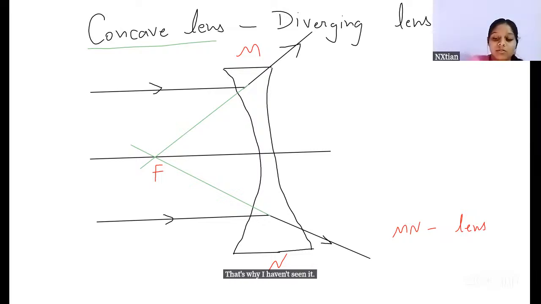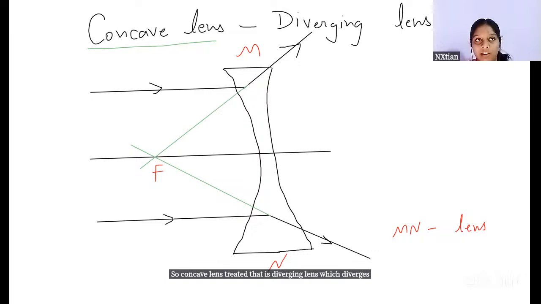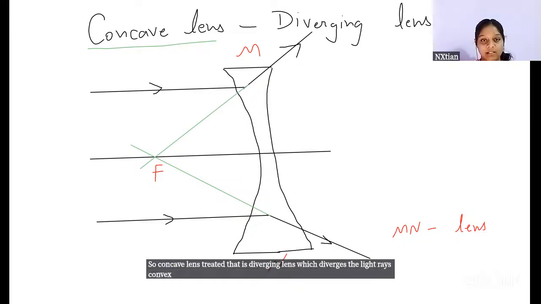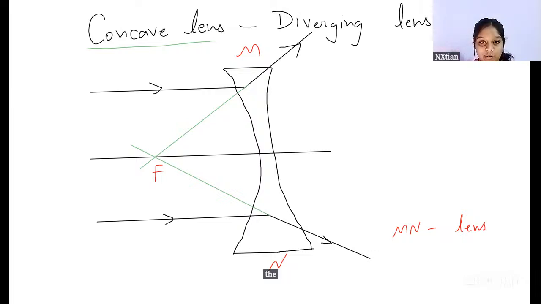Okay, yeah. So, concave lens we did, that is a diverging lens, which diverges the light rays, and convex converges the light rays. Okay, then we will do the sunlight: what it's made up of, what color it is, and all of that.